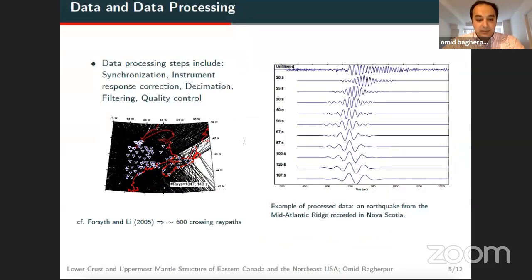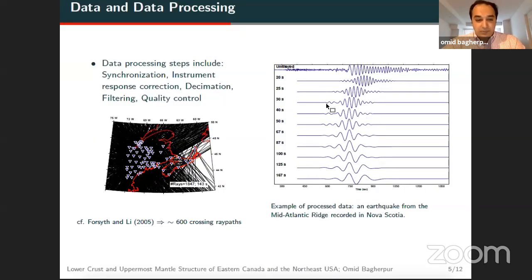Here's an example of the processed data. You can see over here the unfiltered data, the vertical component of seismograms, and different bandpass filters. That is related to an earthquake of magnitude 6 that occurred on the Mid-Atlantic Ridge and was recorded by a station in Nova Scotia. Not all data is that great visually, and we have rubbish data we have to throw out.